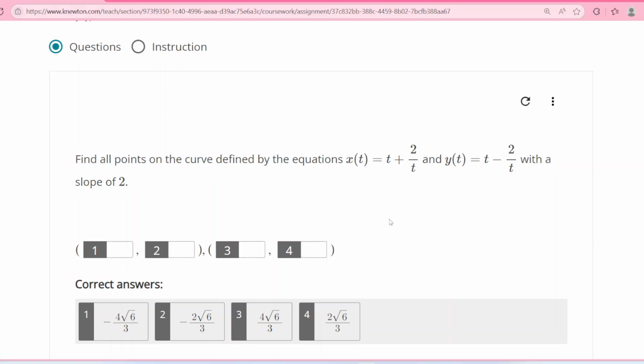All right, and that's it for this. Again, hopefully watching me do this here helps you out with all the problems in this same objective that are quite similar, right? You find the dy over dx, set it equal to whatever number we were talking about. Here it was 2. Find the values of t, plug those values of t into the parametric equations to find your points.